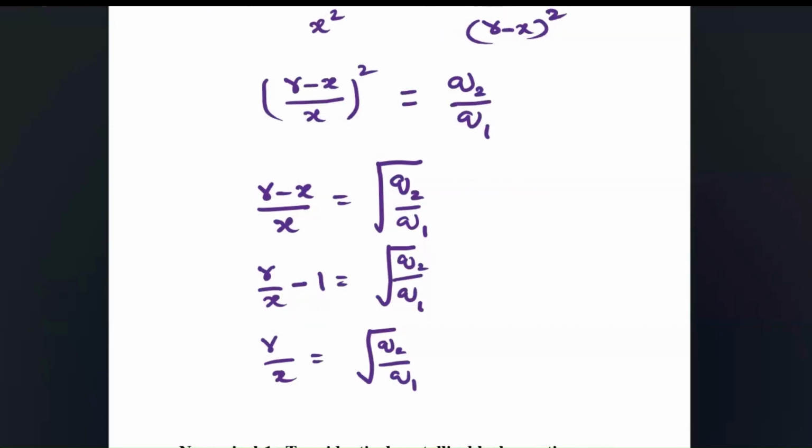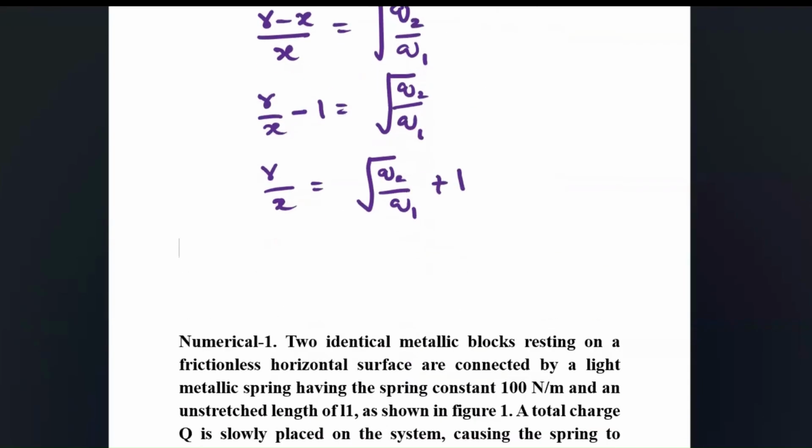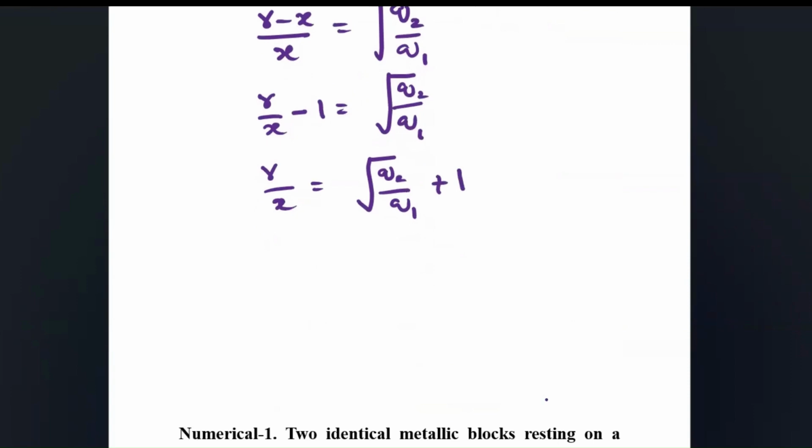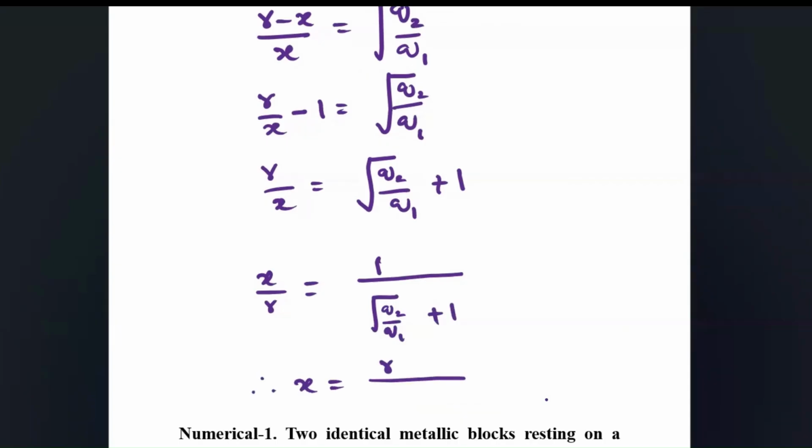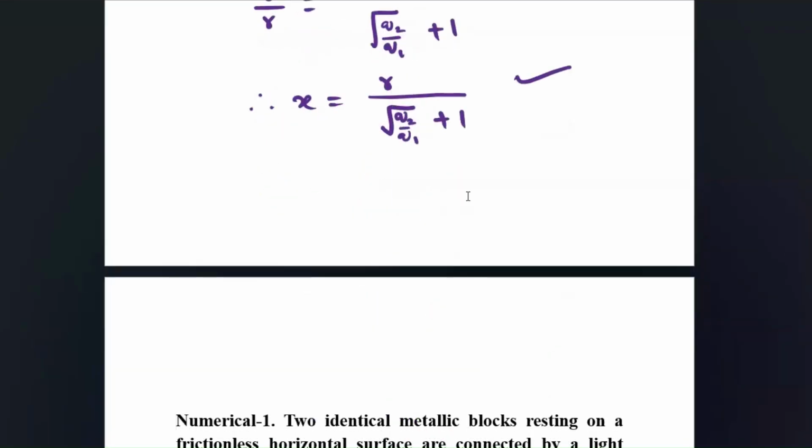R by X is equal to 1 plus root Q2 by Q1. Therefore X by R is 1 by root Q2 by Q1 plus 1, remember the root is only for Q2 by Q1. Therefore X is equal to R divided by root Q2 by Q1 plus 1. This is the important thing. The null point distance does not depend on the magnitude of charge that you have taken. That is a very interesting thing. Clear?